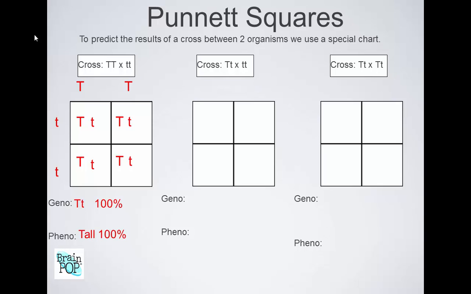So, again, we do the Punnett square in the same way. We take one parent, put their genotype on top. Take the other parent, we put it on the side. Little t, little t. And then we combine to fill in the boxes. However, in this case, we get different combinations.